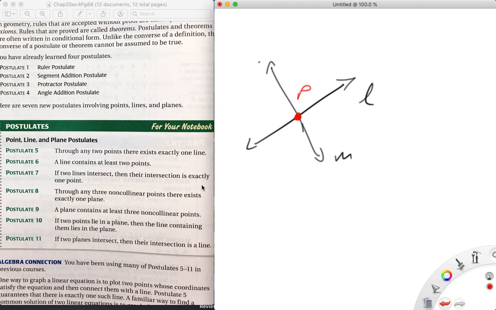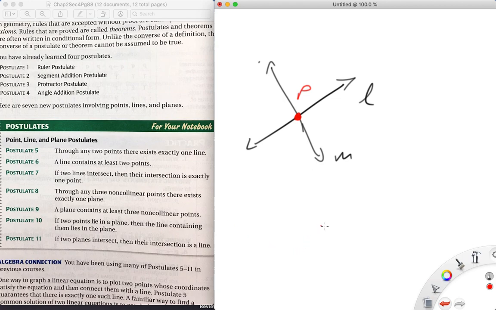Exactly 1 point. Notice that the word is exactly, meaning one and only 1 point. There's not going to be a case where two lines intersect and they form 2, 3, 4, 5 points. They can only intersect and form exactly 1 point.